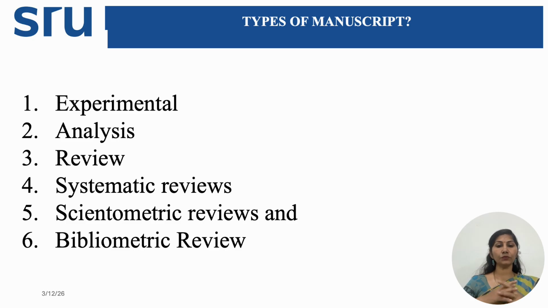Sometimes you will have experimental data. That experimental data has to be converted to a manuscript. That is called an experimental paper. Sometimes you haven't done any experimental work, but still you have analysis data. The data have been used in some software tools like SPSS, RStudio, or Python, and you have the output out of it. Now your question will be how you are going to convert that into a manuscript or a paper. In such a case, that kind of writing we call an analysis paper.